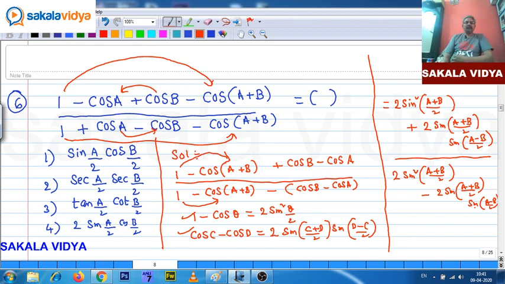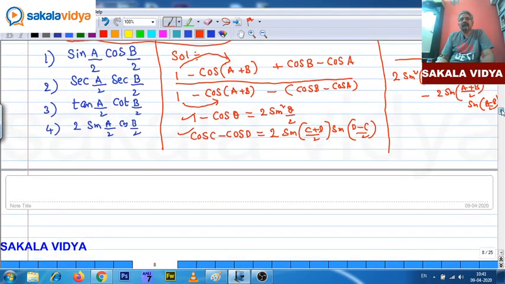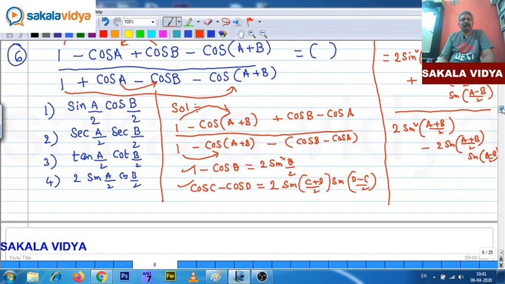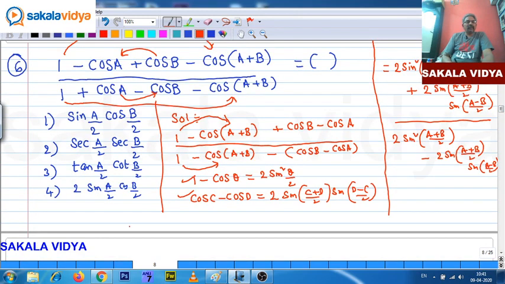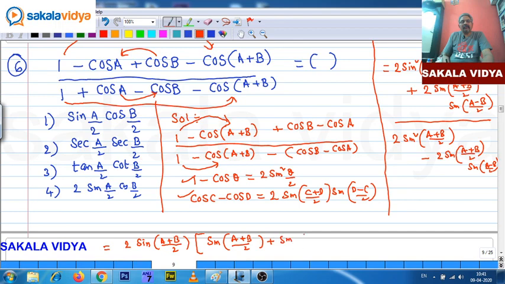Now let us come to next page. Okay, wait. So now here you can do one thing. This is equal to 2 sin of A plus B by 2 common, we get sin of A plus B by 2 plus sin of A minus B by 2. Am I correct now?